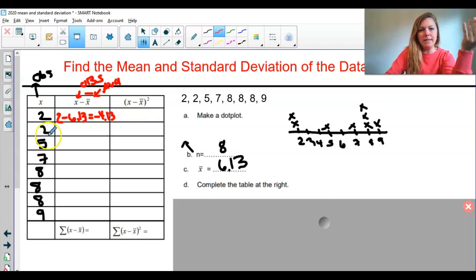Well, the nice thing about this data set is I have 2 again. So I'm not going to show my work again. I'm just going to say, oh, I have another one that's 2. So 2 minus 6.13 is negative 4.13. I'm going to do it again now with 5. So 5 minus 6.13. Well, 5 minus 6.13 is equal to negative 1.13.